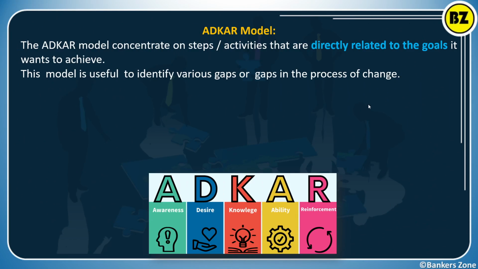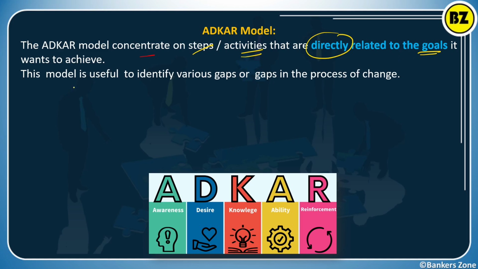Now, next we have to discuss the ADKAR model. It is the simplest. ADKAR stands for A for awareness, D for desire, K for knowledge, A for ability, and R for reinforcement. That is simply the ADKAR model. This model concentrates on the steps and activities that are directly related to the goals, right? So this model concentrates on the steps or activities that are related to the goals.